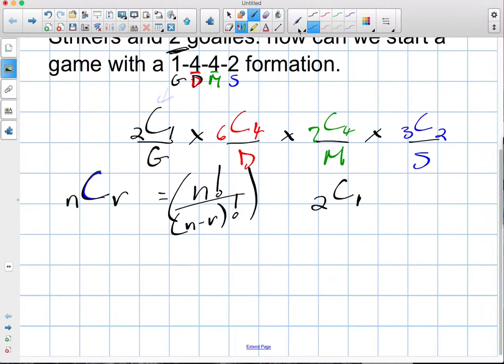To choose 1, if we put into a calculator, we're going to get 2. So we have 2 different situations of goalies, and that makes sense. You either have the first goalie in, or we have the second goalie in.